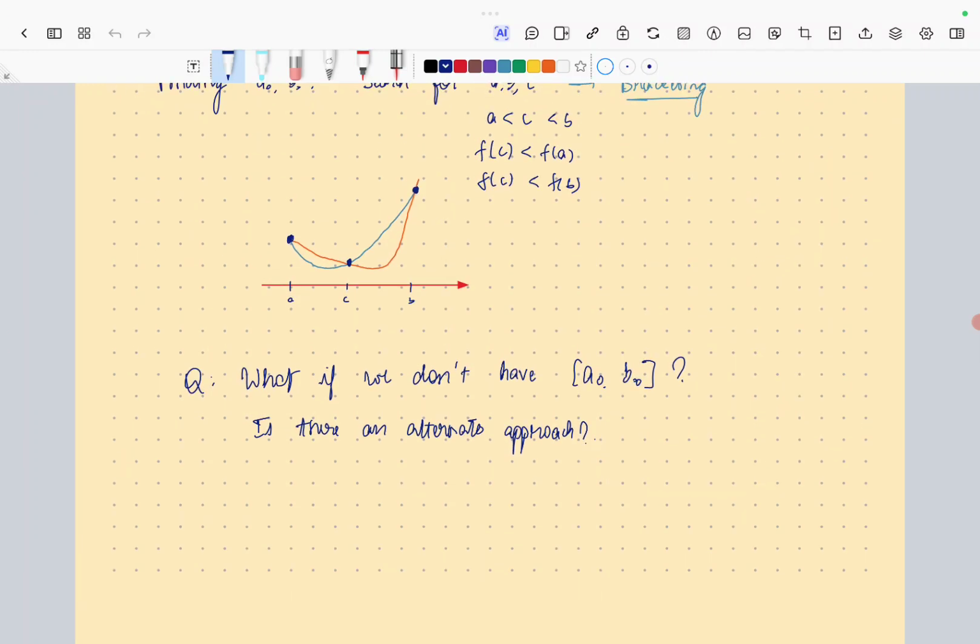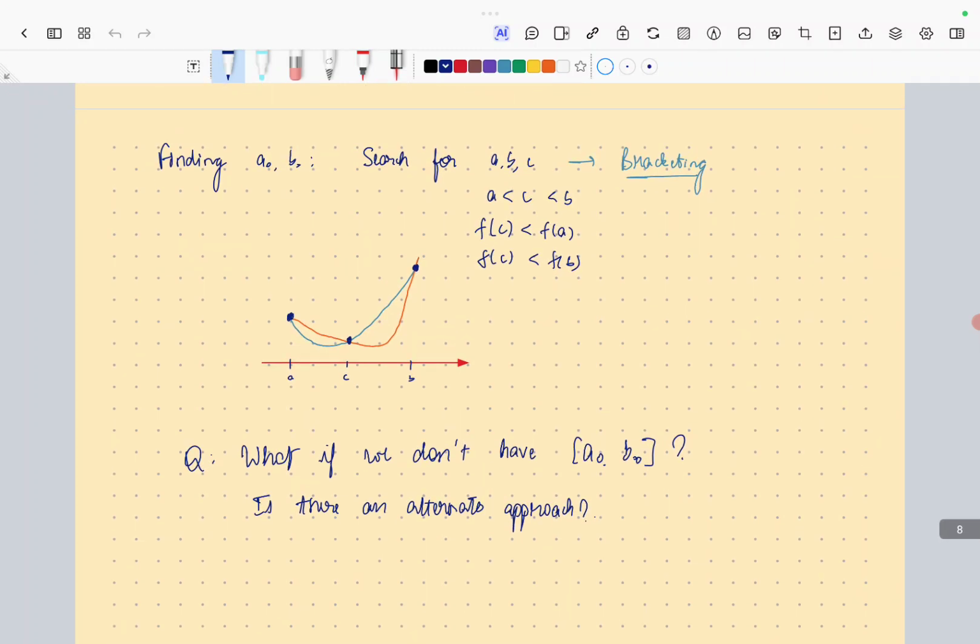So all of this assumes that we have access to some interval a0 to b0 where we know for sure that the minimum lies. What if we don't have this? One way is to, as I said previously, use the bracketing approach: try to find some a, b, c such that a is less than c less than b, and f of c is below f of a and f of b. And if you can find this, then you can go ahead and use your favorite search technique.